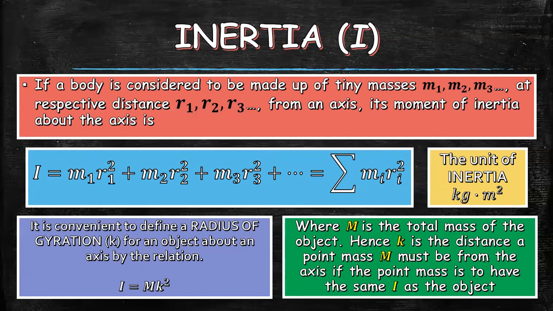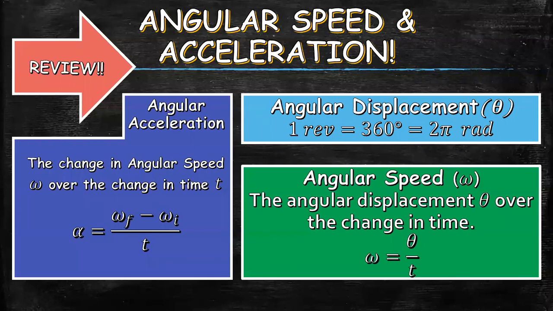Okay, so before we go further in our discussion, let us review, okay, these quantities for rotational kinematics, specifically for angular speed, angular acceleration, and angular displacement. Okay, for angular displacement theta, okay, it is equivalent to 1 revolution, 360 degrees, or 2 pi radians. But the SI unit we use for angular displacement is in terms of radians. Okay, next we have angular speed, omega. Okay, the angular displacement over the change in time. Okay, omega is equals to theta over time.